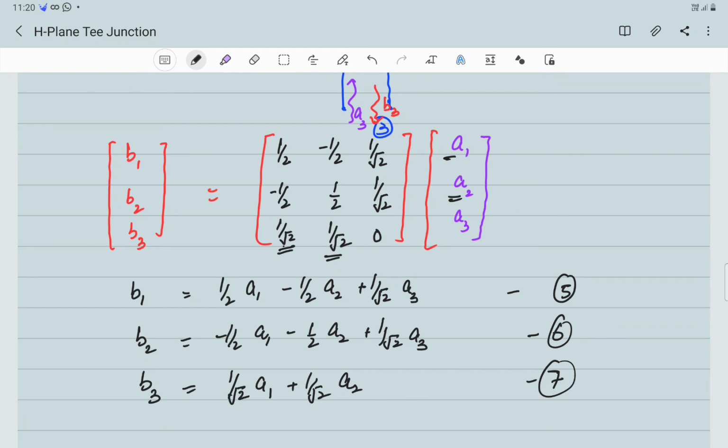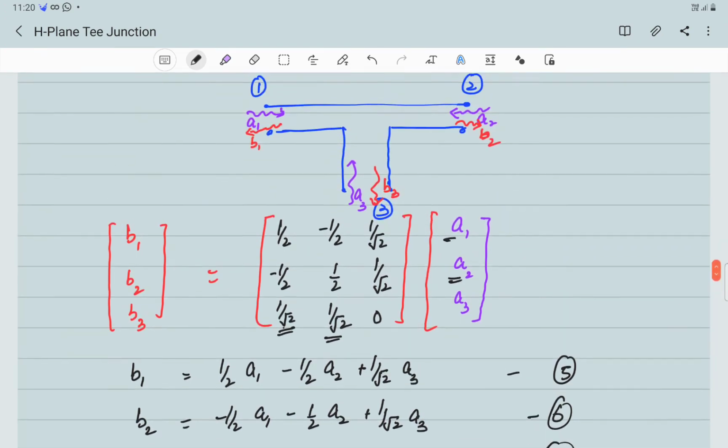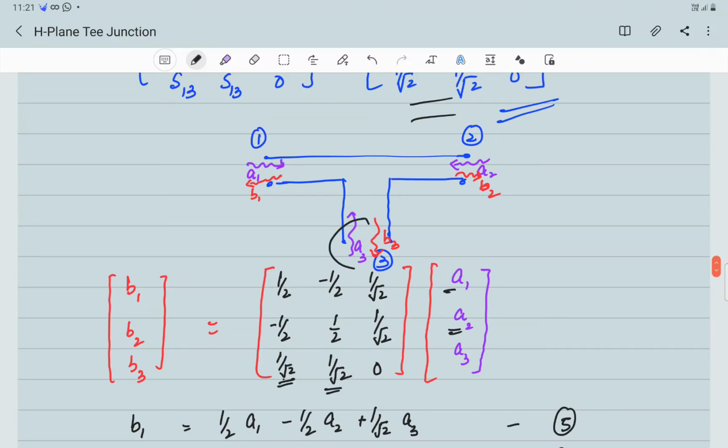Now let's discuss two special cases. Case 1 would be that we are connecting a source at port 3. That means A3 is non-zero. We are not connecting any sources at ports 1 and 2; rather, we connect some loads there. So A3 is not equal to 0 as we are connecting a source here, A1 is 0, and likewise A2 is 0. So this is our case 1.